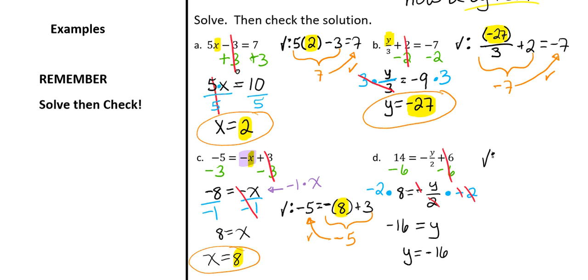So now we're ready to check our work. We're going to plug our negative 16 in for y, and then work out the right-hand side of the equation and see if it matches our left-hand side. When we plug that into the calculator, we come up with a 14. And we check it, and we see that it matches, which means that y does in fact equal negative 16. And that's how you can solve a two-step equation.